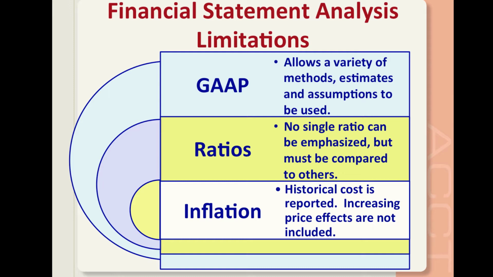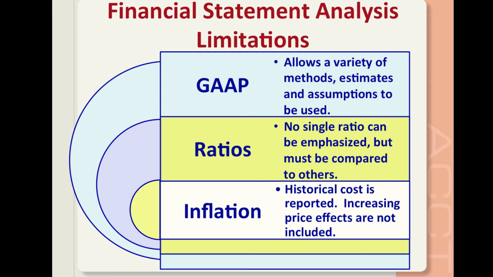in the financial statements. However, there are a few limitations that decision makers must also be cautious of when using financial analysis. First, financial statements are prepared using generally accepted accounting principles, better known as GAAP. However, GAAP allows financial statement preparers to use a variety of methods, estimates, and assumptions in their preparation. To properly prepare and interpret financial statement ratios, these methods, estimates, and assumptions must be considered.